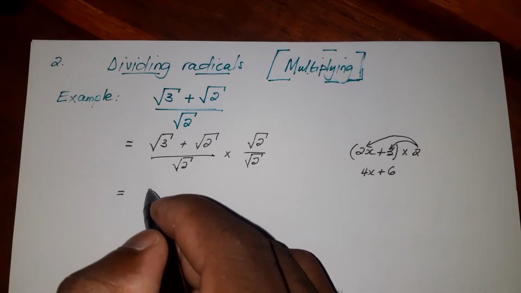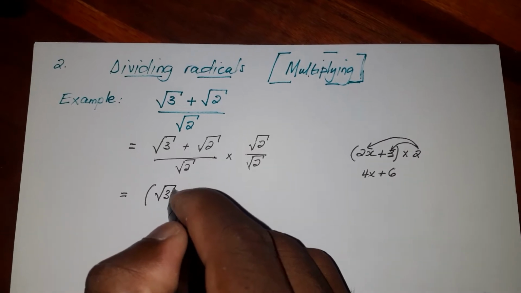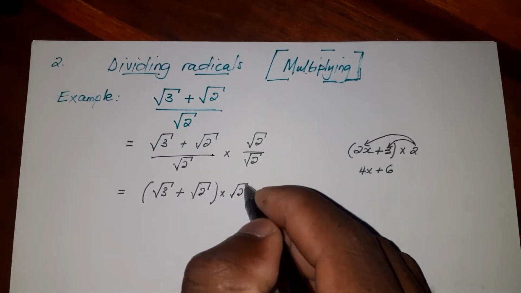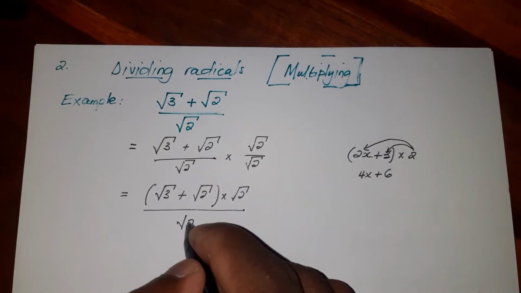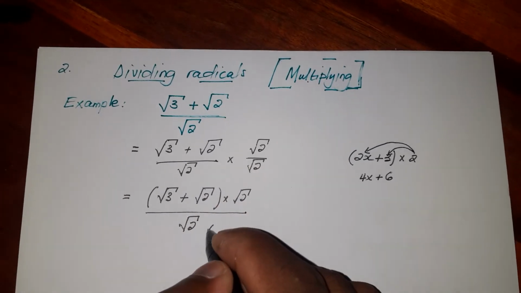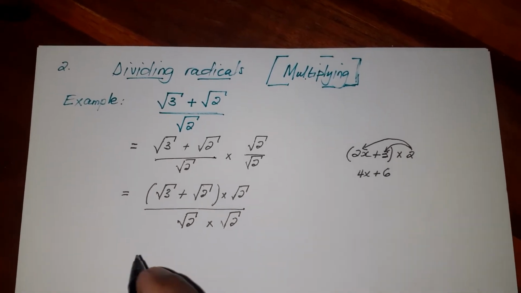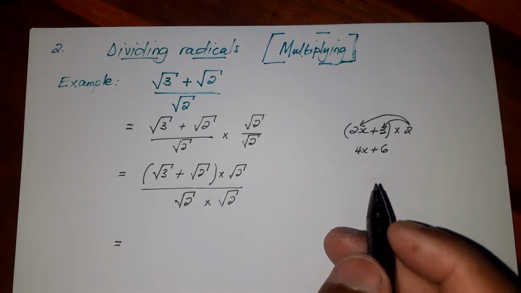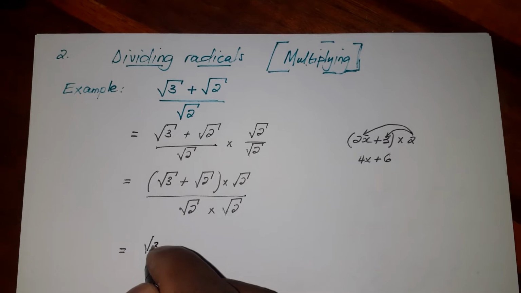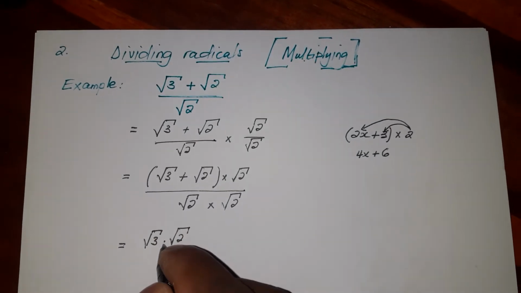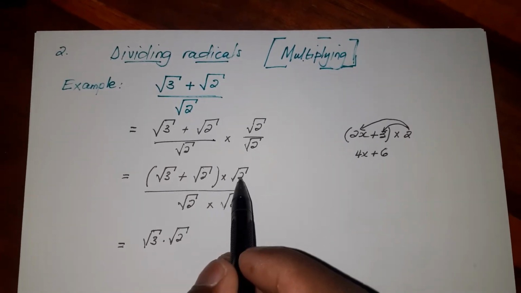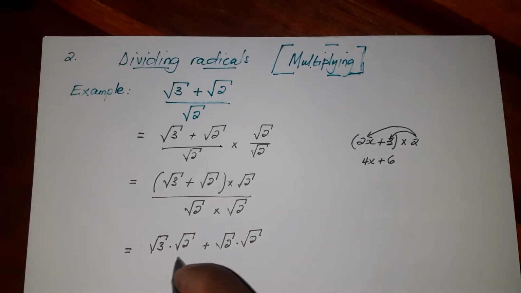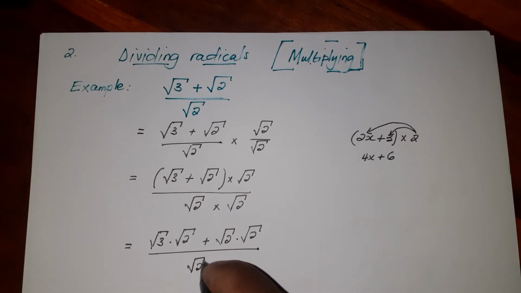So we can write it like this. Let me put brackets here. The square root of 3 plus the square root of 2, and we are multiplying that by the square root of 2, over the square root of 2 in the denominator, which we are also going to multiply by the square root of 2. Now from here, we are going to distribute the square root of 2 to both terms inside the bracket. We take the square root of 3 and multiply by the square root of 2. I'm using this dot to represent multiplication. The square root of 3 times the square root of 2 plus the square root of 2 times the square root of 2, over the square root of 2 times the square root of 2.